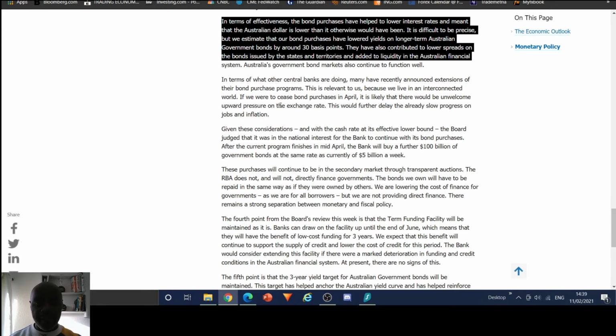If we were to cease bond purchases in April, it is likely that there would be unwelcome upward pressure on the exchange rate. This would further delay the already slow progress in jobs and inflation.